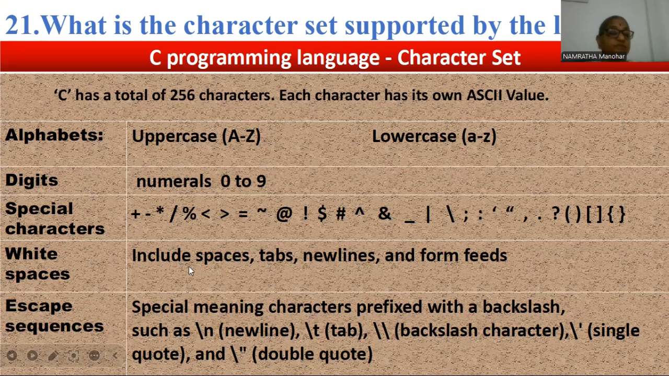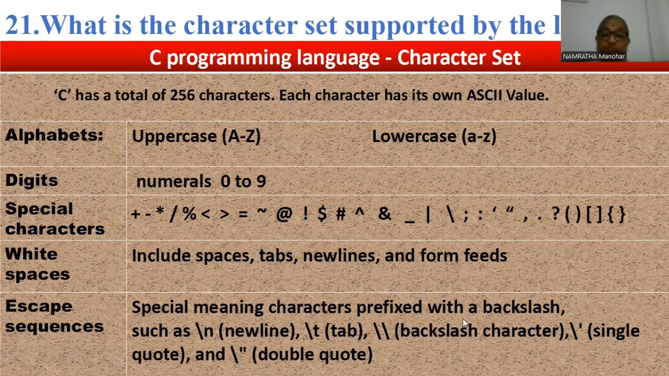White spaces include spaces, tabs, new lines, and form feeds. We will be seeing these in the subsequent examples. Escape sequences are special meaning characters prefixed with a backslash, such as \n. \n means new line. Suppose you want to print a message in a new line, then you can use it. We will see during our examples. \t is for one tab, double backslash is for a backslash character, backslash single quote, and backslash double quote. So we will see during our examples how to apply them.